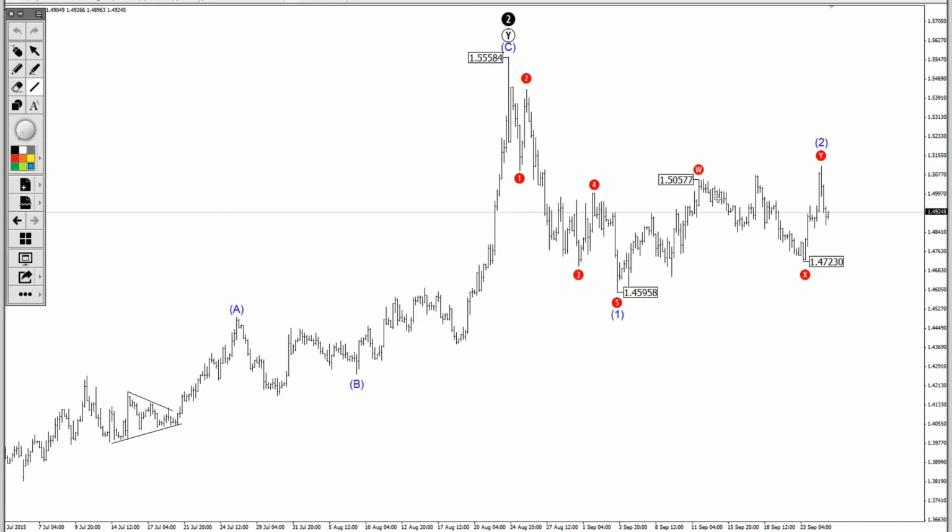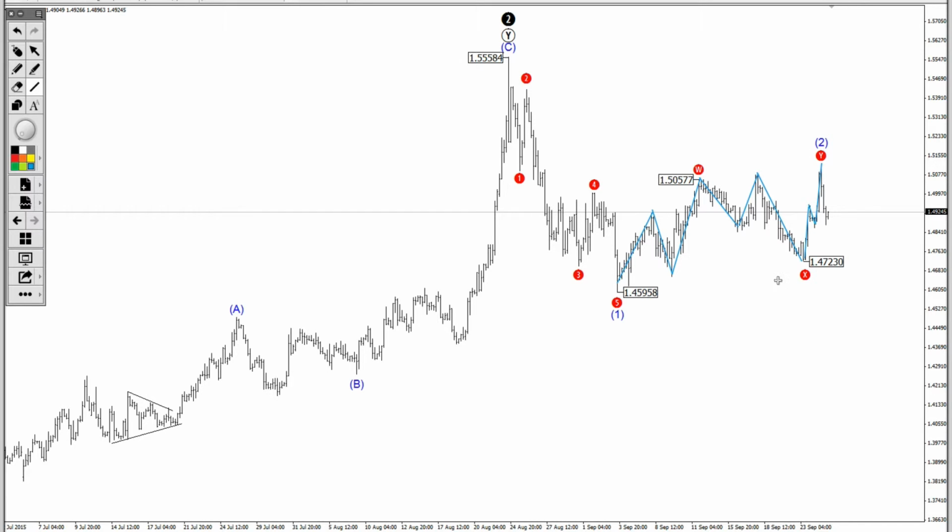This correction took quite a complex form after all. I have labeled it as a WXY double three correction, and we can see the wave divisions. So first 3 waves from 145.95 to 150.057. This is a 3-wave structure. Another 3-wave structure towards the low at 147.23, and then also a 3-wave structure to this latest peak, which I haven't labeled the price, but it's around 151.